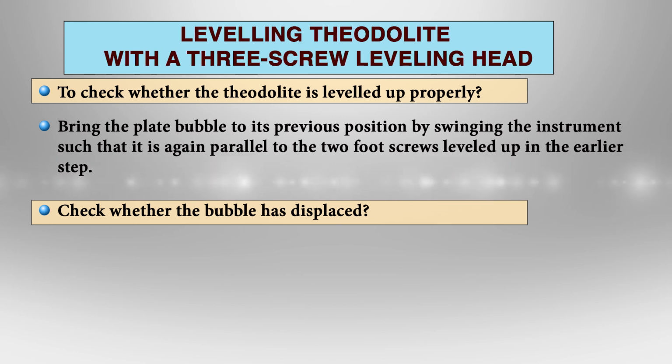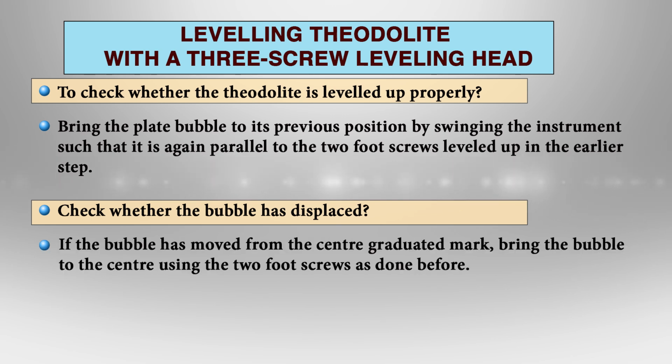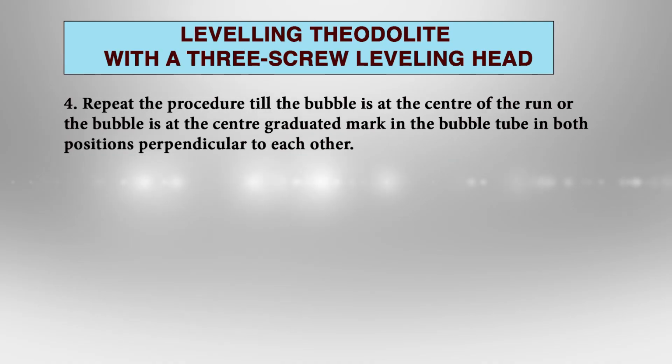Now, check whether the bubble traverses. If the bubble has moved from the center graduated mark, bring the bubble to the center using the 2 foot screws as done before. Rotate both foot screws inward or outward to bring the bubble to the center. Note that the bubble moves in the direction of the left hand thumb during this operation. Repeat this process until the bubble is at the center of the graduated mark in the bubble tube in both positions perpendicular to each other.